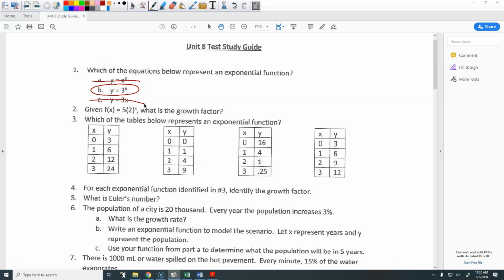Number 2, given that f of x is equal to 5 times 2 to the x power, what's the growth factor? The growth factor is the number that is being raised to a power. So the answer is 2.